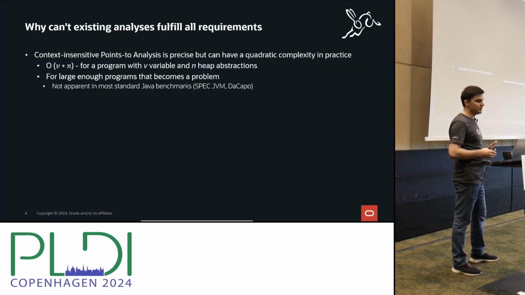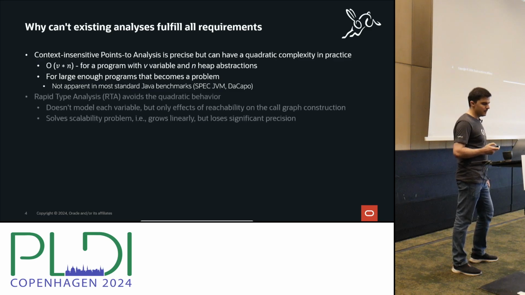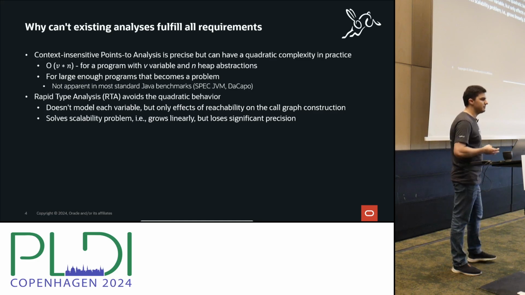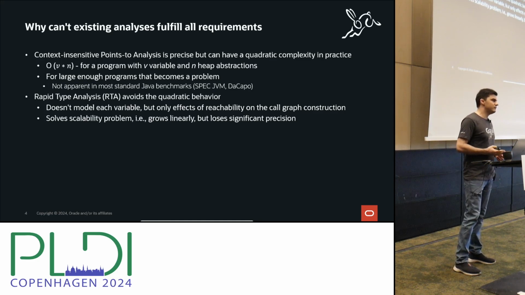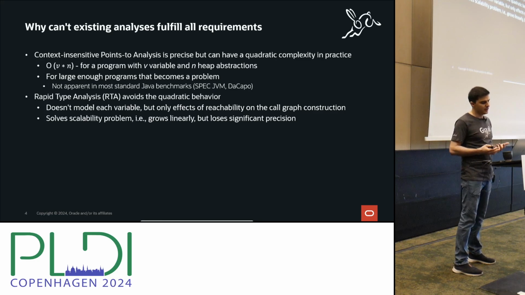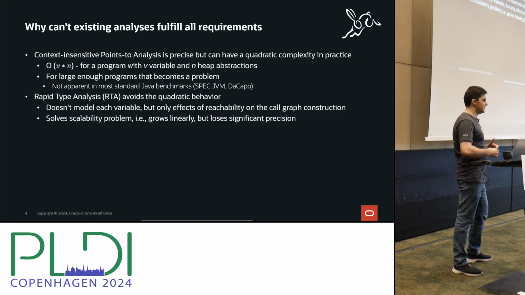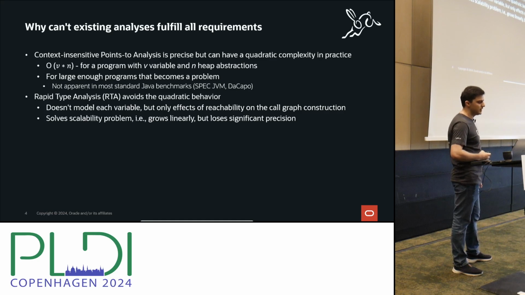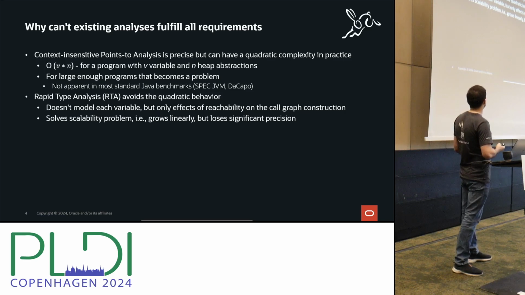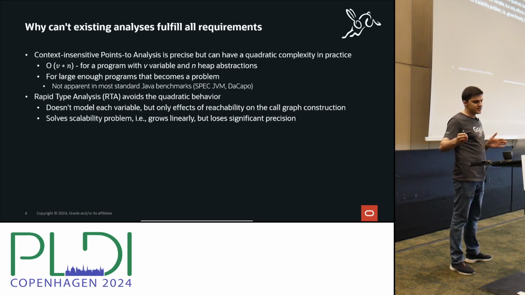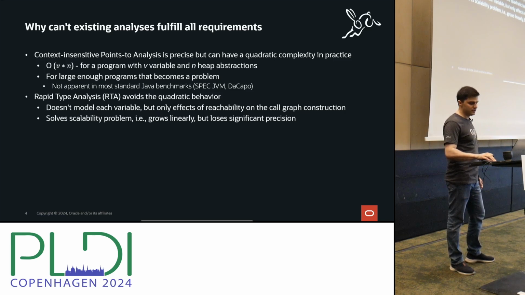Unfortunately, most standard Java benchmarks like SPECjvm and DaCapo are too small to exhibit this behavior, but real-world Java applications have a huge problem there. On the other end of the spectrum, we have the rapid type analysis, which avoids this quadratic behavior because it doesn't need to model each variable individually. It instead starts with the set of reachable methods, finds what types are allocated, infers more reachable methods, and so on iteratively until it reaches a fixed point, and that solves the scalability problem. So you grow linearly with the application size, but you lose significant precision.